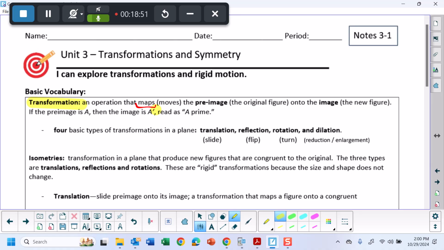If I'm translating something, if you think about the SL in that matching up with the SL, you can think of a slide. That's where I slide something over to be on top of something else. That's a slide. If you talk about a reflection, the FL in reflection will remind you of a flip.